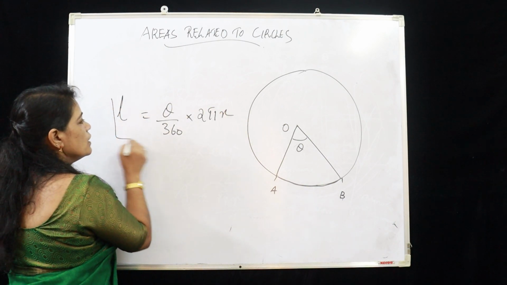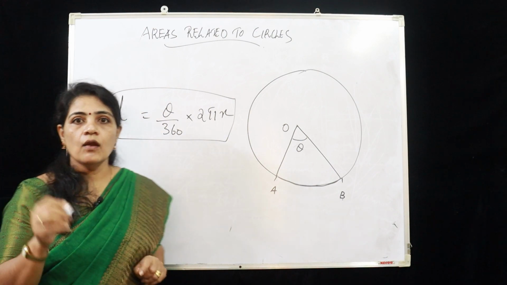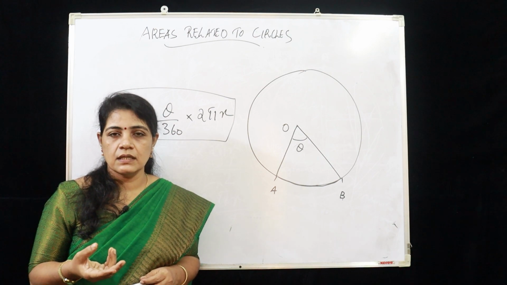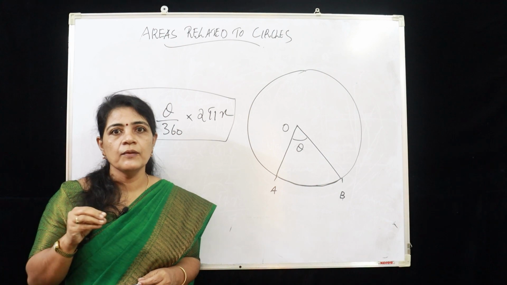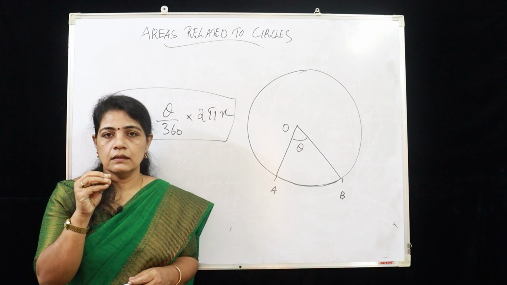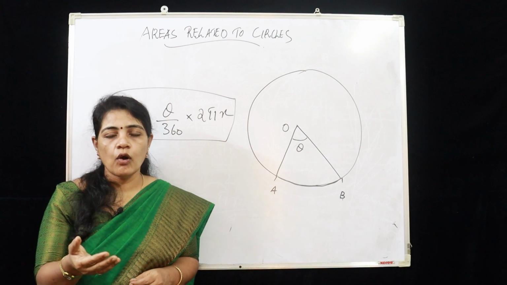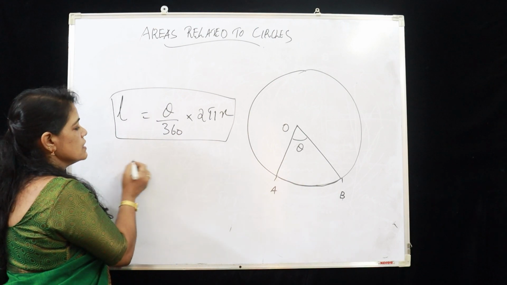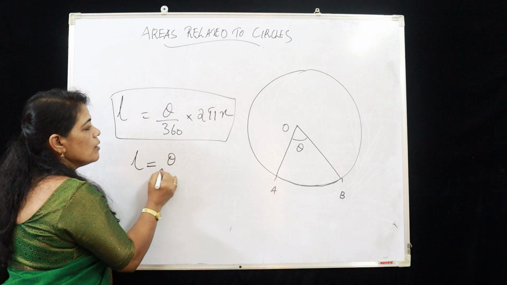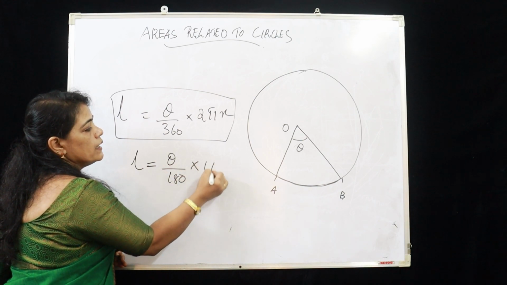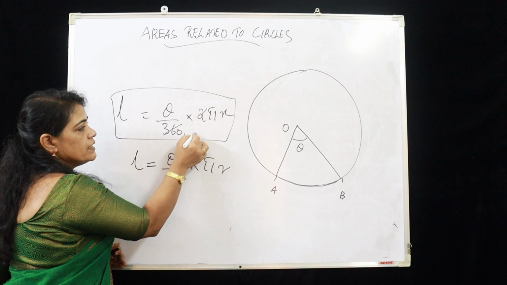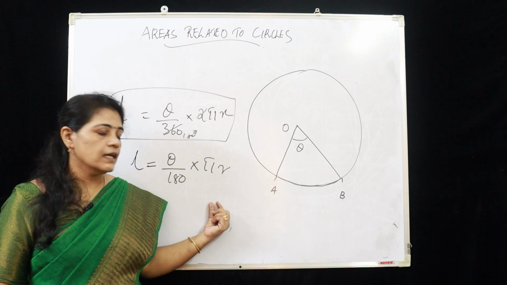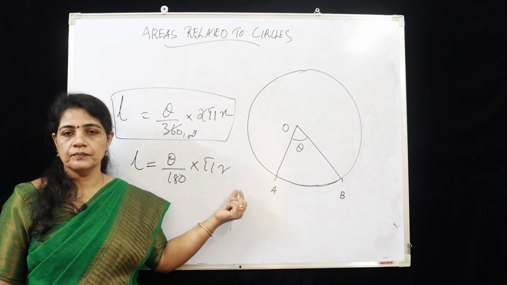This is the formula to calculate the arc length L of any arc, isn't it? That is theta by 360. Out of 360 we are taking only the corresponding angle, theta out of 360, of the total circumference, that is 2 pi r. Definitely you can reduce this 2 with the 360, that is L is equal to theta by 180 into pi r. This is the least form. 180, 2 in 360. This is the formula to calculate the arc length of any circle.